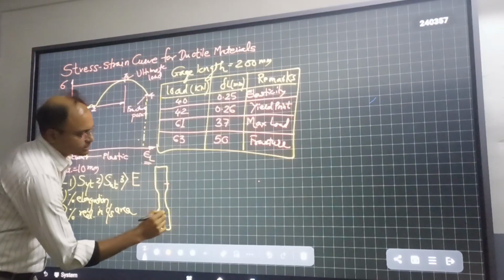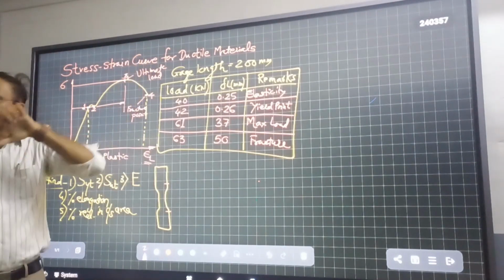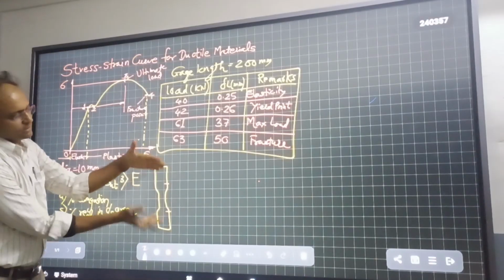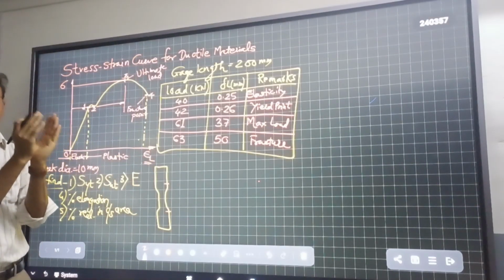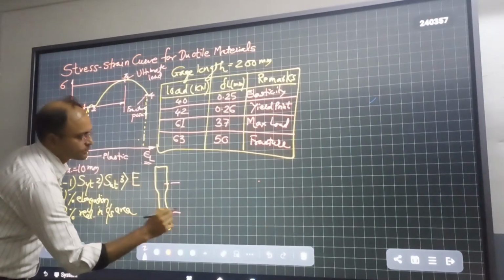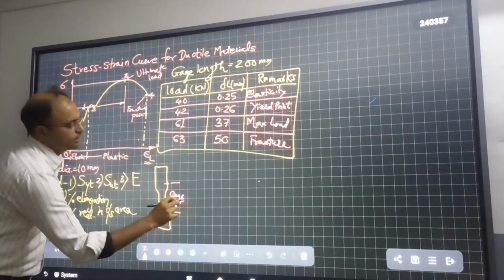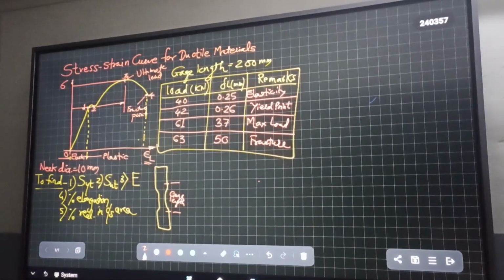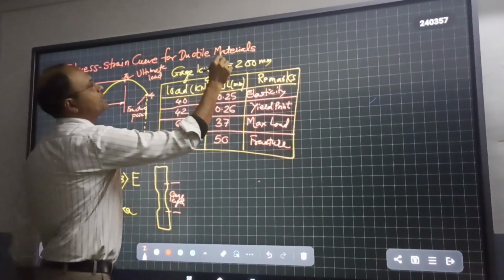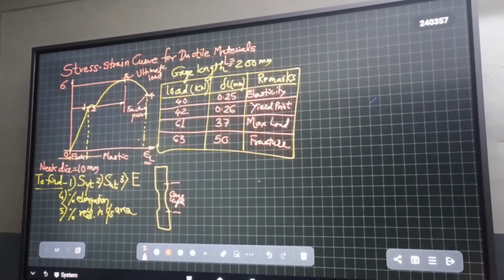Initially we make 2 marks. Before putting the specimen in the UTM, we make 2 marks just on either side of the slightly lesser dimension. The distance between these 2 marks is called gauge length. In our terminology, we can call it the original length. So instead of gauge length, I am writing L is equal to 200 mm. L is the original length.